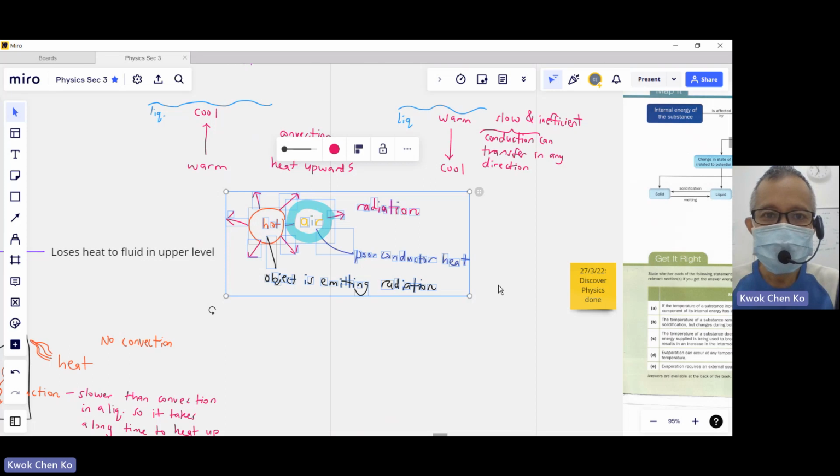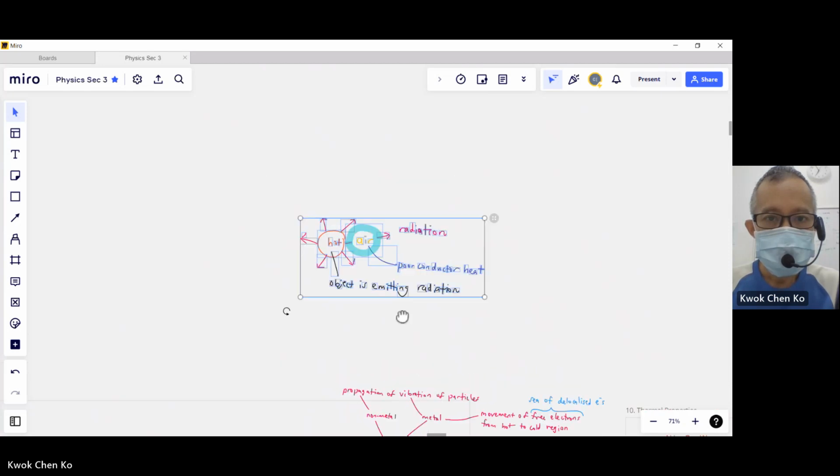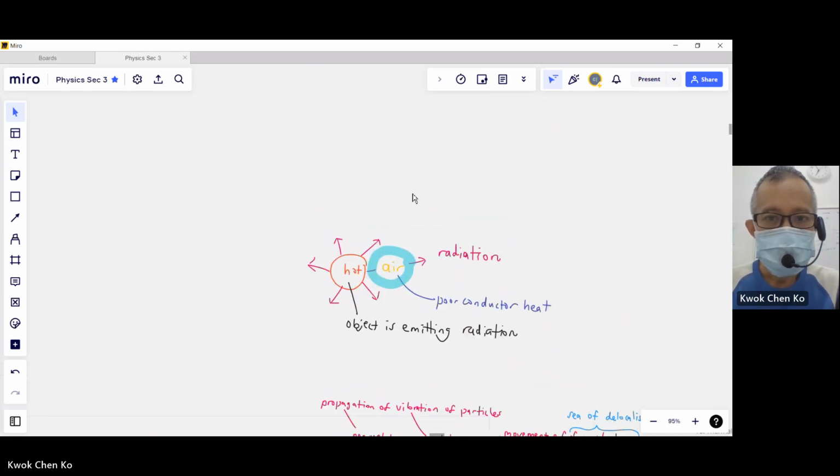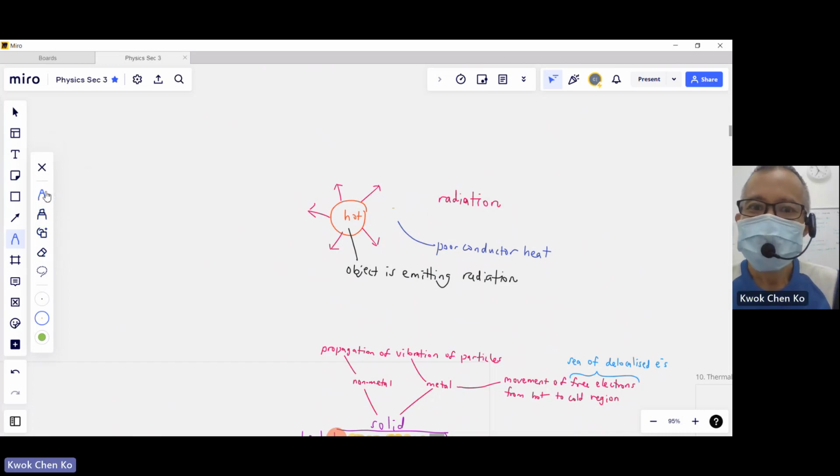Let's have the same diagram, but change it a bit. I get rid of my air. Instead, I have water. You have this hot object inside water. Of course, the direction is still the same. The heat transfer is in all directions, but tell me, what's the mechanism?